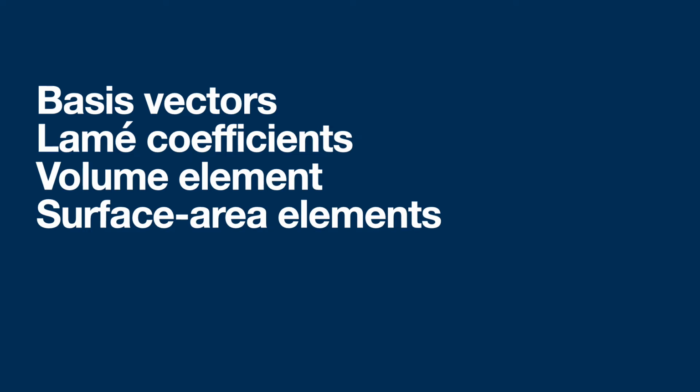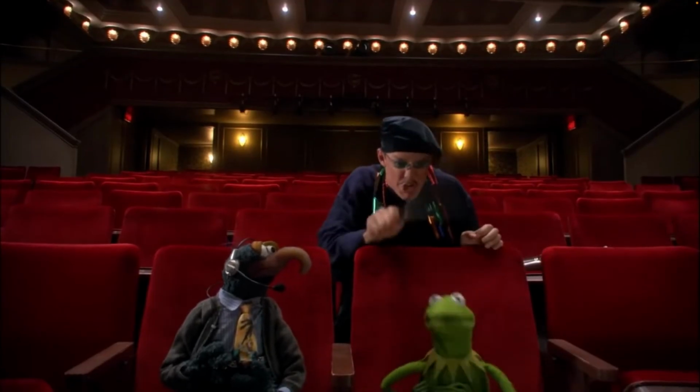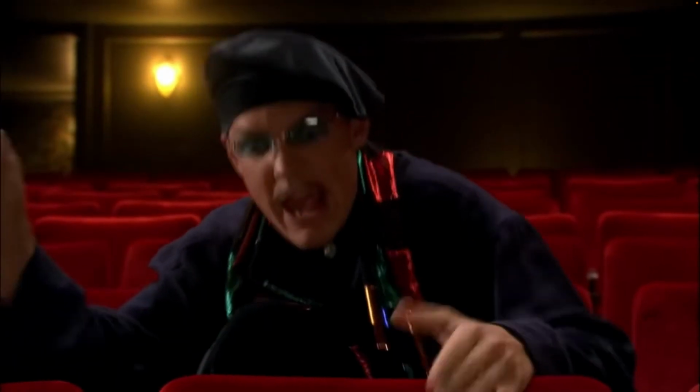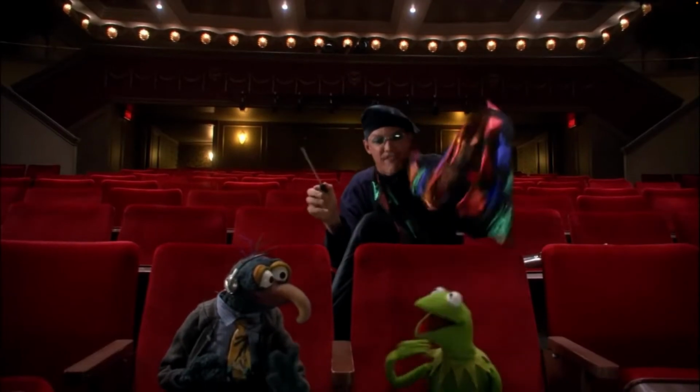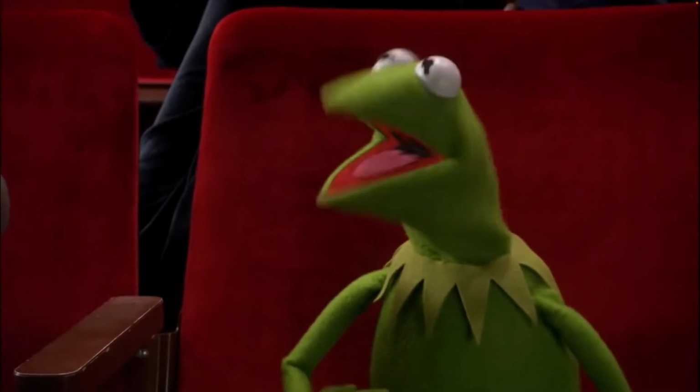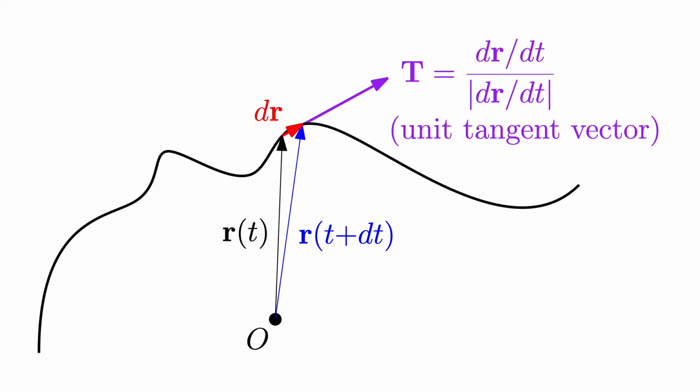We are now going to investigate how we can find the basis vectors, Lamé coefficients, volume element and surface area elements in a completely general orthogonal curvilinear coordinate system. It is not lame, you are lame. It is Lamé. Lamé, like the shiny fabric. Okay, Lamé. Right. First up, the basis vectors.